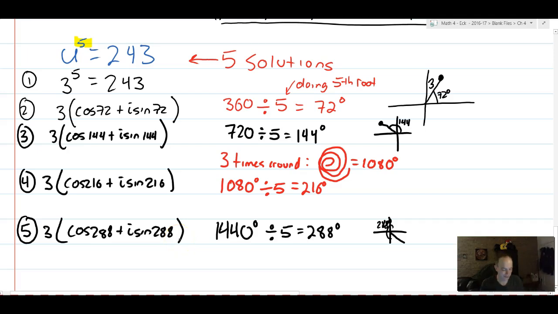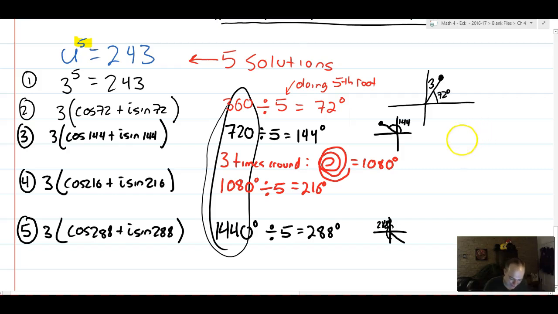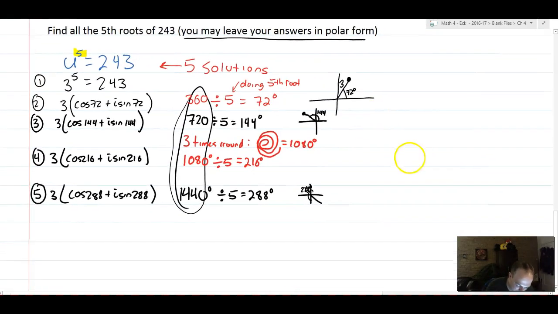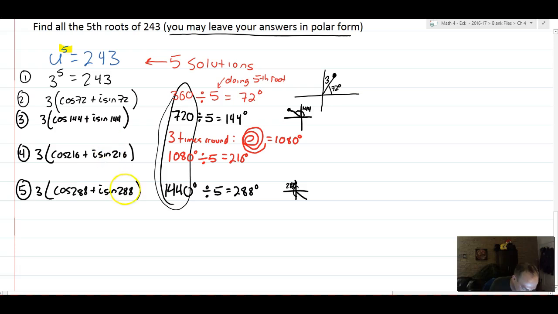So this is all very mechanical. You take your multiples of 360, you divide by 5 because we're doing a fifth root, and once you get that angle, you plug it into the De Moivre's theorem formula. It's annoying, and it hides the real beauty here. Here's what's going on: every one of these solutions is 72 degrees apart, and so each of these roots is creating a little star. Here's root 0, root 1. Here's root 2.